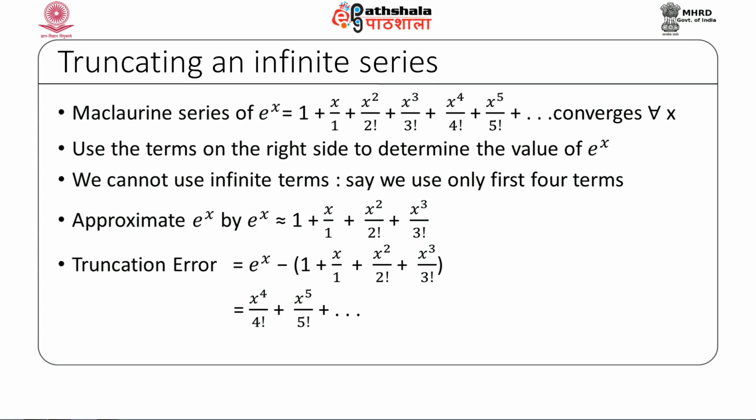For simplicity, let us say we just take the first 4 terms to evaluate e raised to x. So, e raised to x we are taking as 1 plus x plus x square by 2 factorial plus x cube by 3 factorial, and the x raised to 4 power terms and higher terms we ignore. So, what is going to be the truncation error? The whole series minus the terms which we have taken. So, it is going to be x raised to 4 by 4 factorial plus x raised to 5 by 5 factorial plus so on.